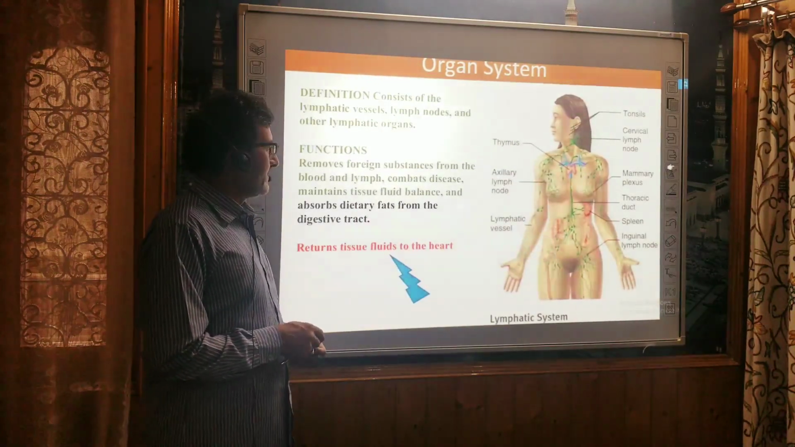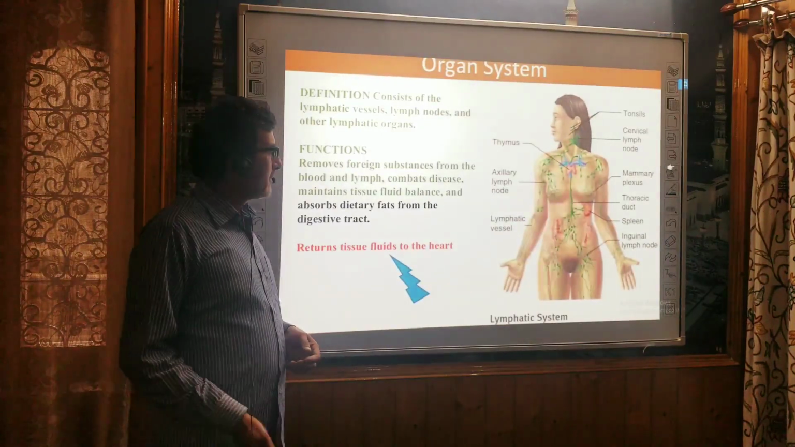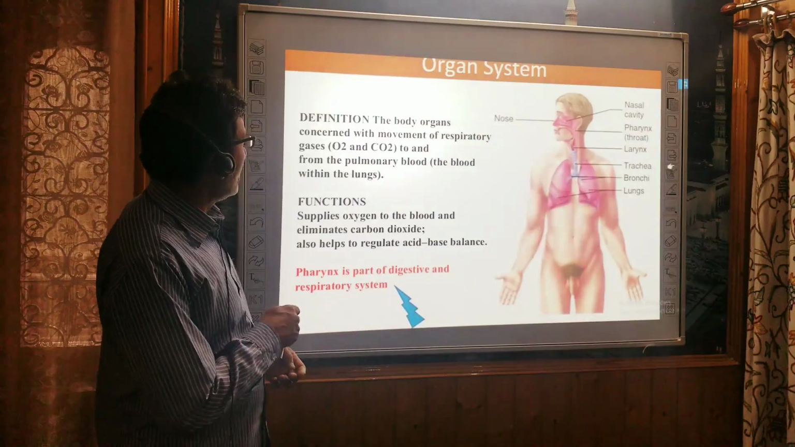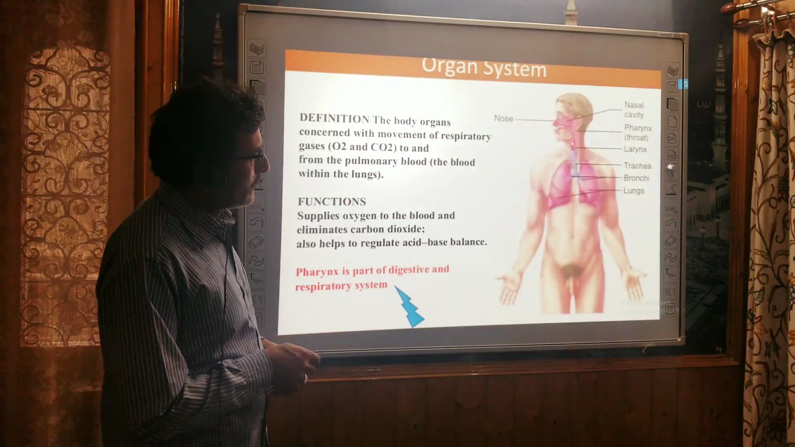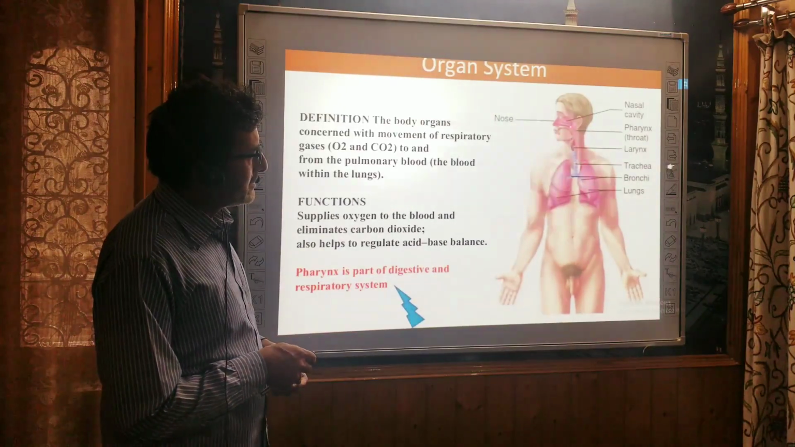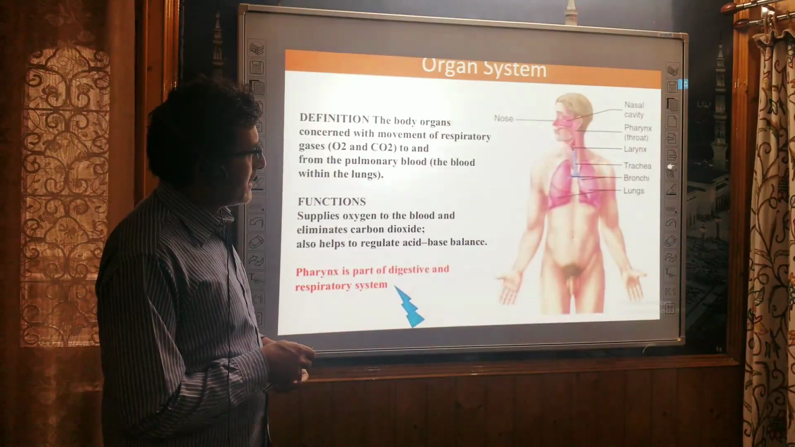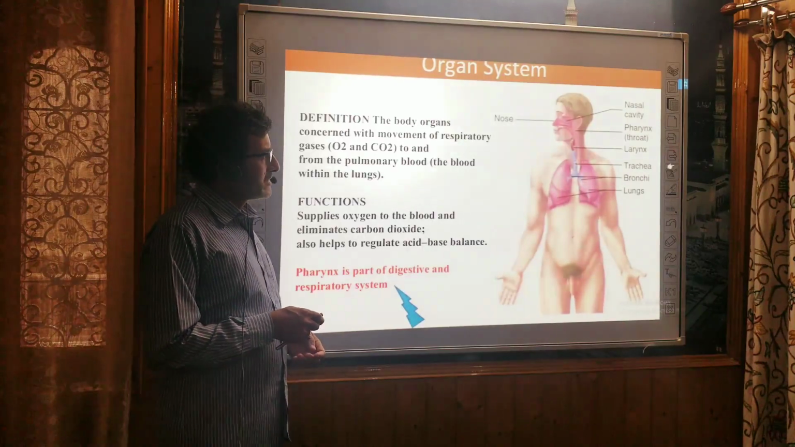So in this way, different systems, every system keeps working in our body. Now next is the respiratory system. Lungs, this is the trachea, this is the nasal pharynx. Through the nose, through the nasal chamber, we take in oxygen.